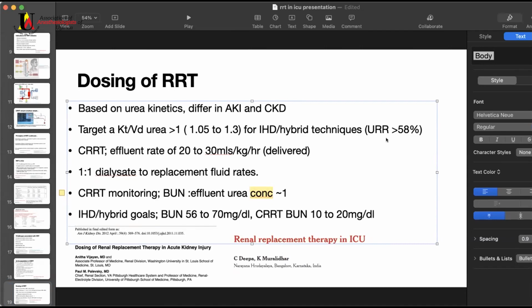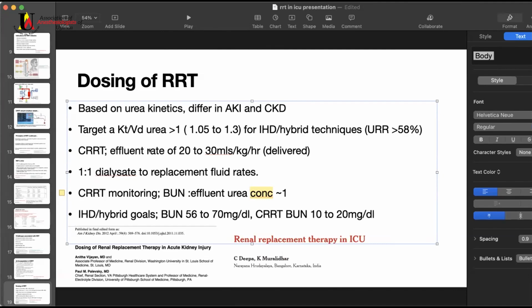In CRT, we talked about the dosing. We used effluent rate, 20 to 30 mils per kilo per hour, and that is the delivered dose. So that is what you prescribe. You may prescribe 25 mils per kilo per hour, and because of having to change a filter, or having to transport a patient for imaging, they may end up not really being on CRT for 24 hours. So that delivered dose may differ significantly from the prescribed dose.